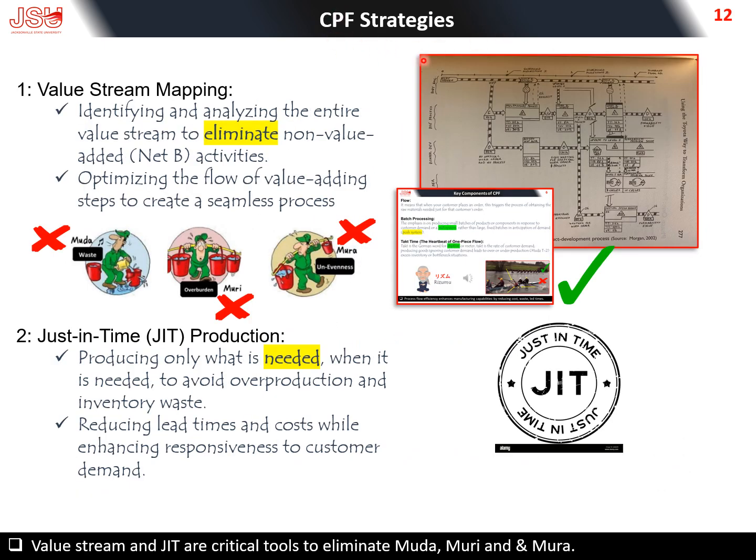Continuous process flow strategies. Value stream mapping. Identifying and analyzing the entire value stream to eliminate non-value-added or net B activities. Optimizing the flow of value-adding steps to create a seamless process. Just-in-time, JIT. Producing only what is needed, when it's needed, to avoid overproduction and inventory waste. Reducing lead times and costs while enhancing responsiveness to customer demands. Value stream and JIT are critical tools to eliminate muda, muri, and mura.